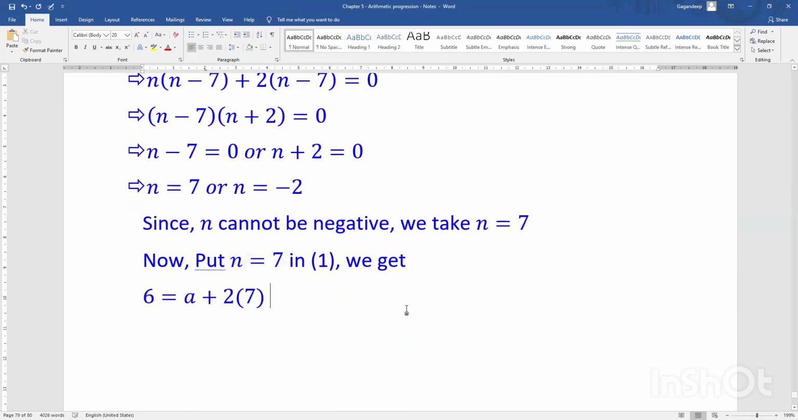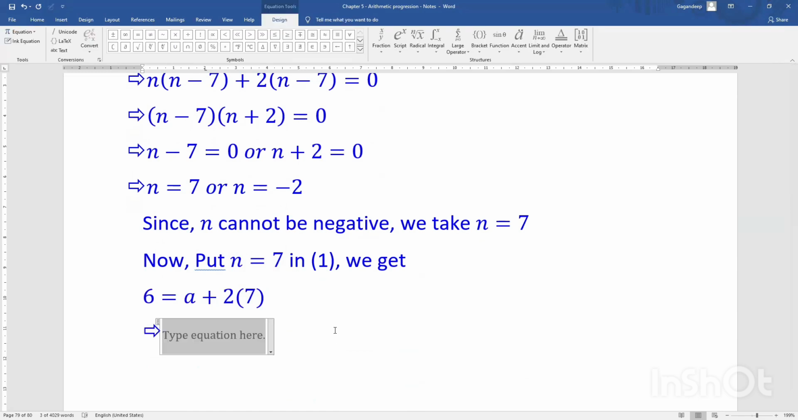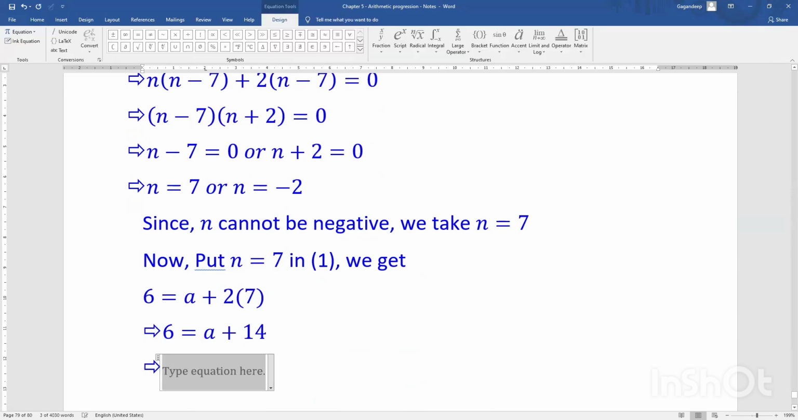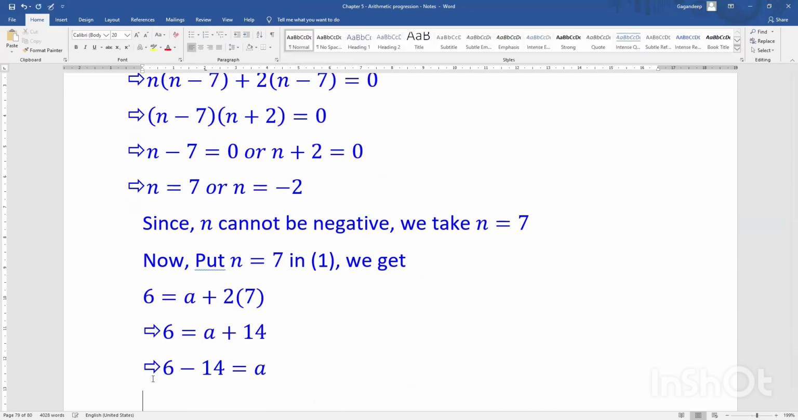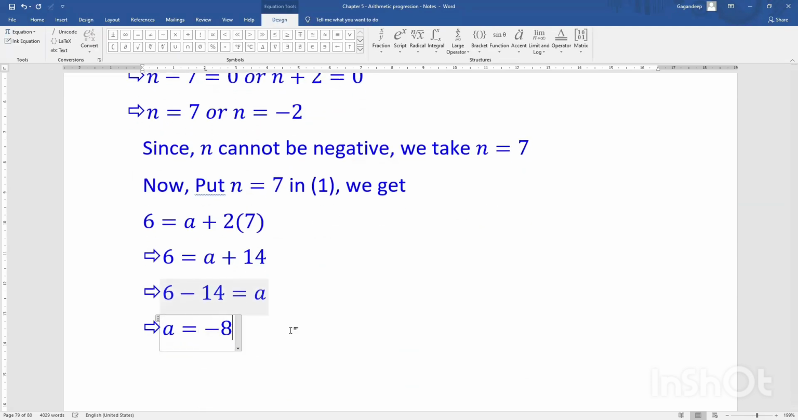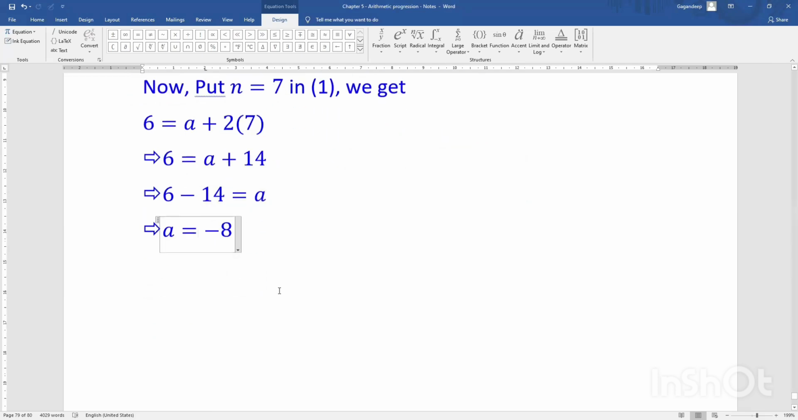This will give you how much? My next step, I write 6 equals a plus 14. Or you can get it as 6 minus 14 equals a. This means that you get a as how much? So you get a equals minus 8. Now I go for the next problem.